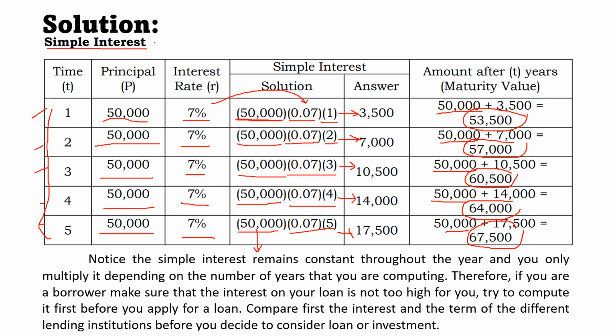67,500 pesos. Again, please do take note that the simple interest remains constant throughout the years, and you only multiply it depending on the number of years that you are computing. As you can see, there is only a change in the time, but in the rate of interest and the principal, there is no change, as you can see on the table.